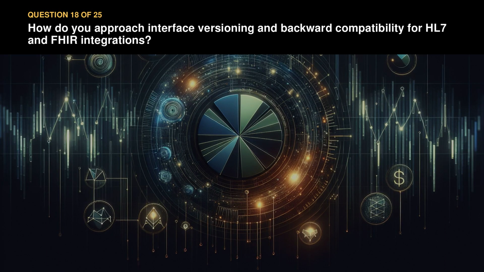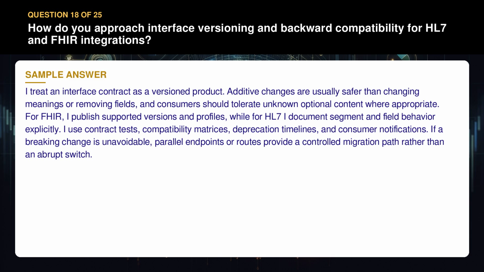Question 18. How do you approach interface versioning and backward compatibility for HL7 and FHIR integrations? I treat an interface contract as a versioned product. Additive changes are usually safer than changing meanings or removing fields, and consumers should tolerate unknown optional content where appropriate. For FHIR, I publish supported versions and profiles, while for HL7 I document segment and field behavior explicitly. I use contract tests, compatibility matrices, deprecation timelines, and consumer notifications.